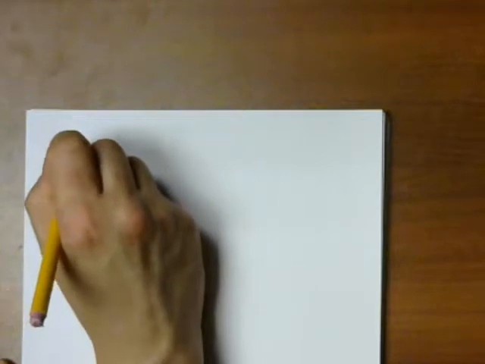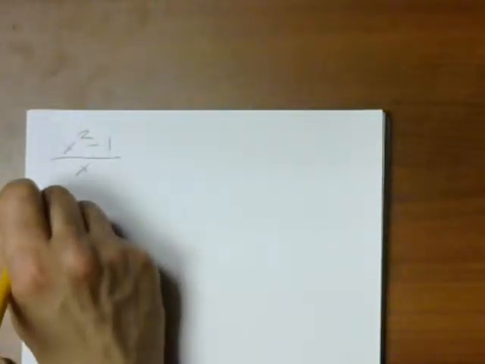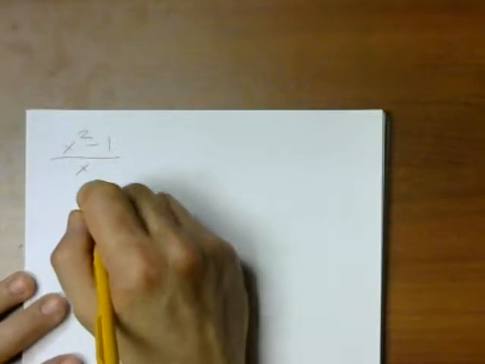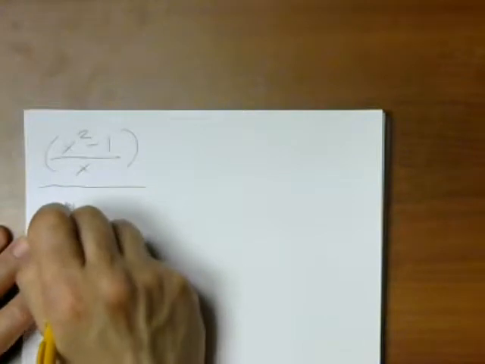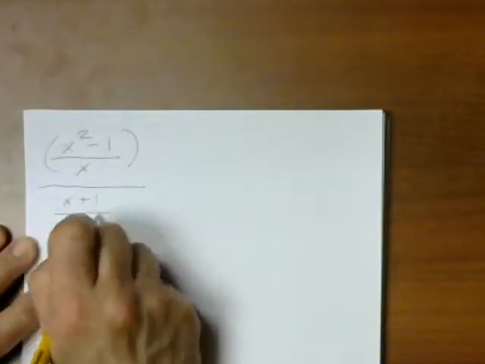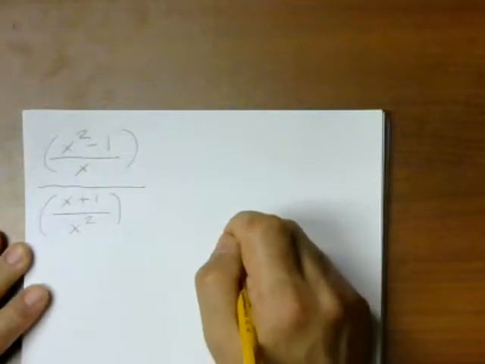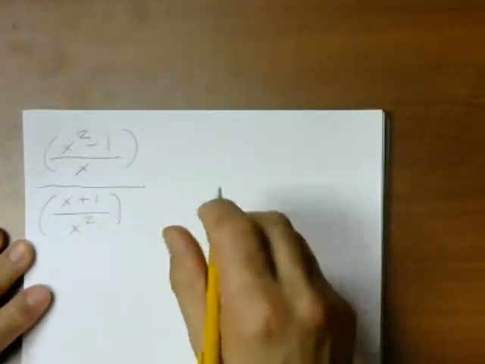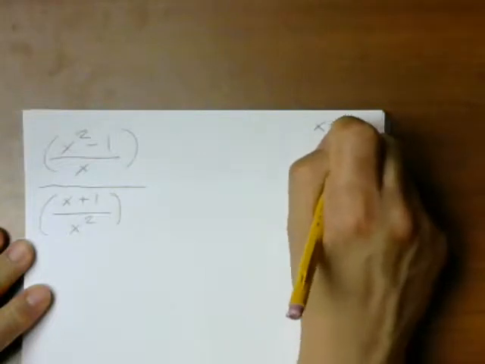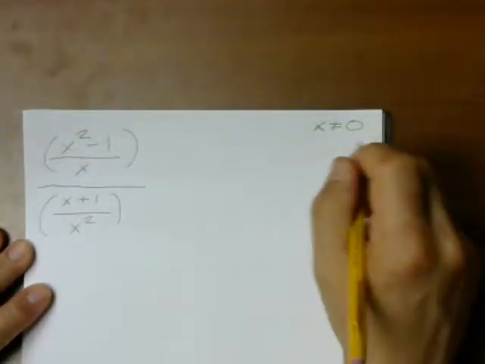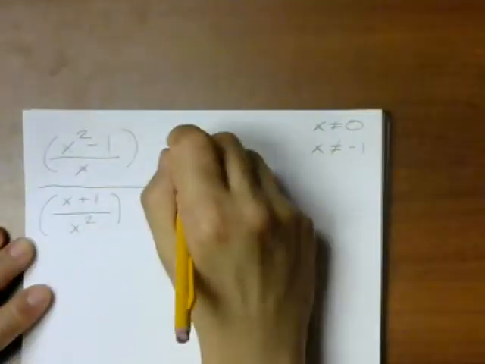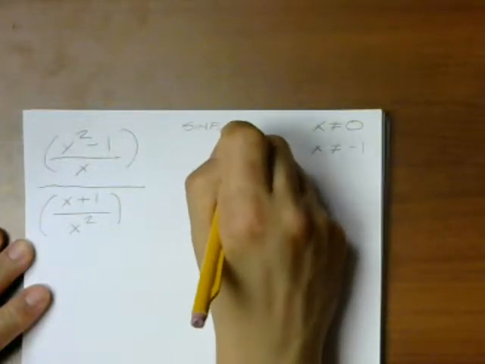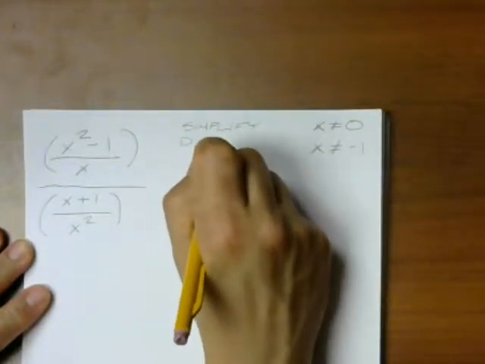Let's say we want to take (x squared minus 1) over x, and I want to divide it by, let's say, (x plus 1) over x squared. And let's just say here that we're told that x is not equal to 0. And let's say we're also told that x is not equal to negative 1. Okay, so simplify. Well, divide and simplify.